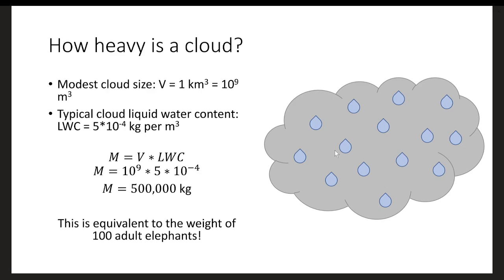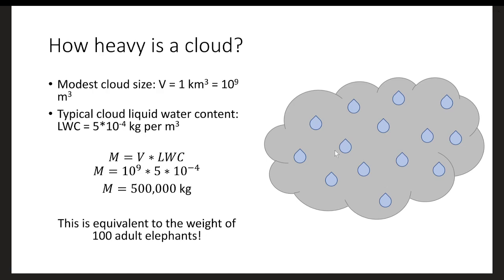That's my cat again. So mass is equal to volume times the liquid water content. So 10^9, they forgot their units, but 10^9 meters cubed times 5 times 10^-4 kilograms per meter cubed. So the meters cubed cross off and you're left with kilograms. So 50,000 kilograms.